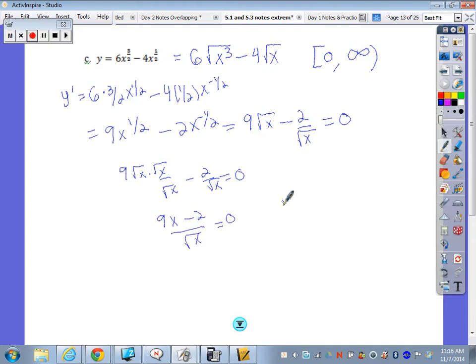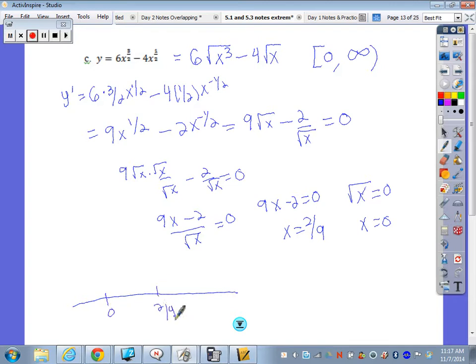To find the critical points, we're going to set the numerator equal to 0 because that makes this function 0. And I'm also going to set the denominator equal to 0 because that's where it is undefined. So we get x equals 0 and x equals 2/9. Those are my two critical points. I'm going to put them on my number line for my sign chart, and 0 is an endpoint because that's where it starts.